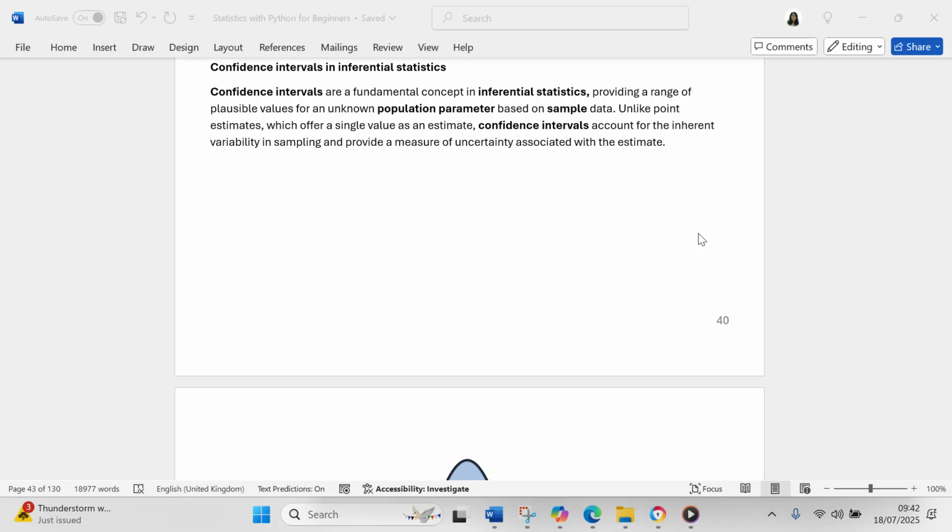In this video, what we're going to be discussing is confidence intervals. Confidence intervals are a fundamental concept in inferential statistics, providing a range of plausible values for an unknown population parameter based on sample data. Unlike point estimates, which offer a single value as an estimate, confidence intervals account for the inherent variability in sampling and provide a measure of uncertainty associated with the estimate.